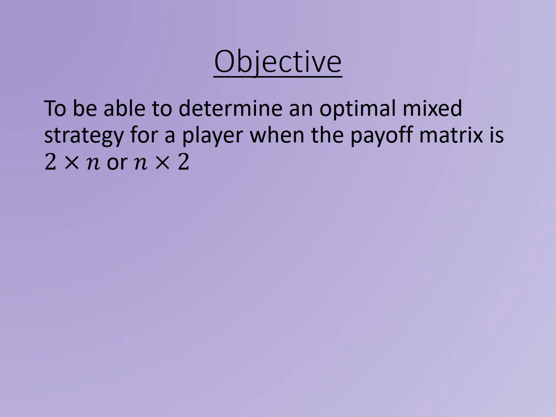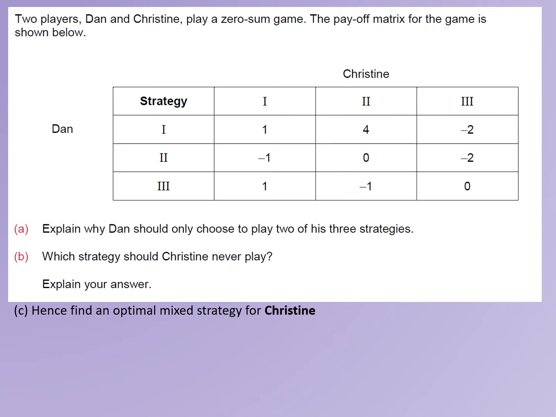In this lesson, we're going to determine the optimum mixed strategy for a player if a payoff matrix for a game is either a 2 by n or an n by 2, or can be reduced to such using dominance. So we're going to start off with an example from last lesson. This is an exam style question. You might want to pause the slide here and have a go at the question first.